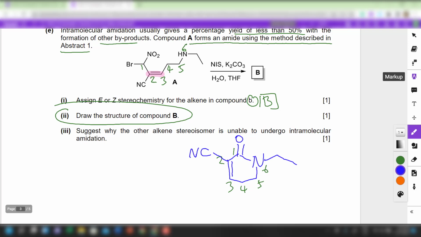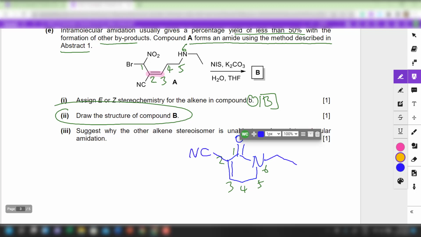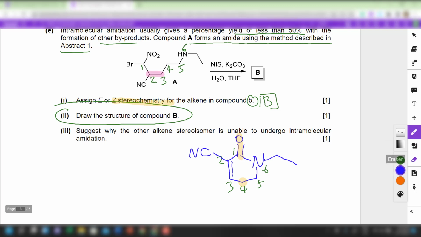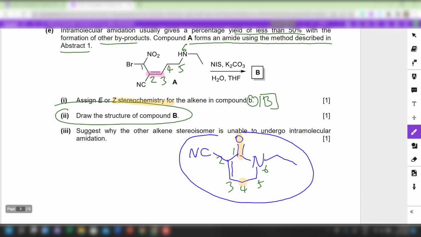Then I'm going to highlight the groups with a greater priority. Between the 2 atoms, oxygen has a greater atomic number as compared to nitrogen, so I'm going to choose this to be the higher priority. And for carbon number 3, this will be the higher priority. The higher priority groups are on the same side of the CC double bond, so we'll assign it as the Z stereochemistry, or the Z isomer. We have drawn the structure of compound B, so this is the structure of compound B.